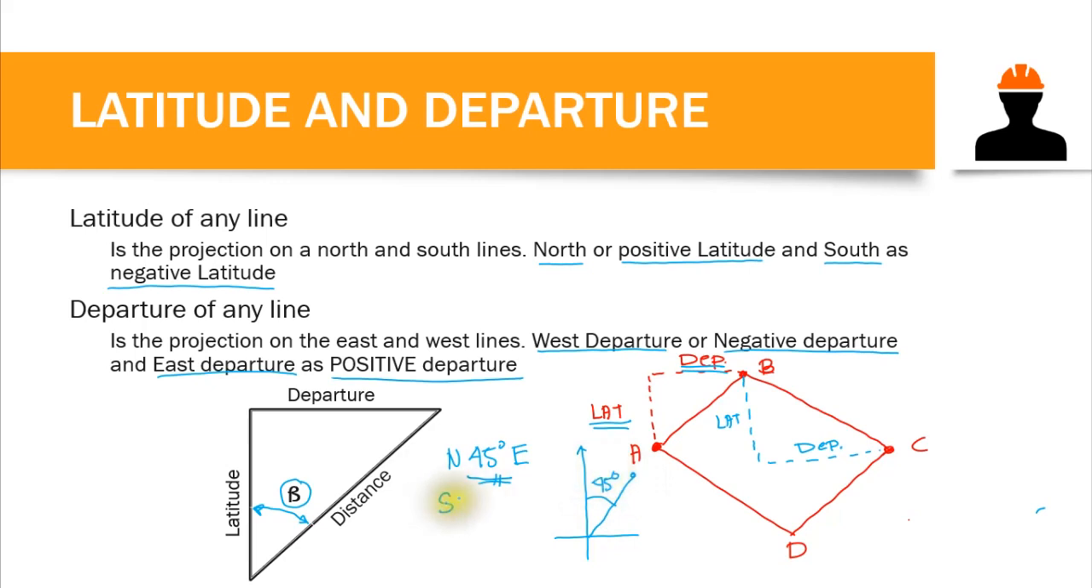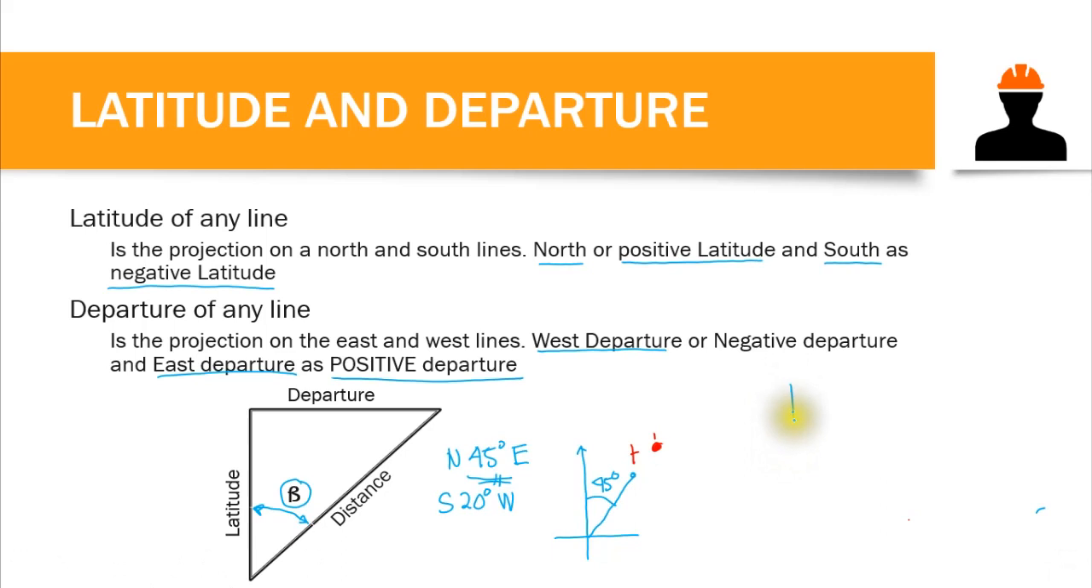We also have south 20 degrees west. That means from the south, we have a 20 degree angle towards the west side, or it is in the third quadrant in our Cartesian plane. So that's how you express bearing. So what's the use of bearing in computing the value of our latitude and departure?